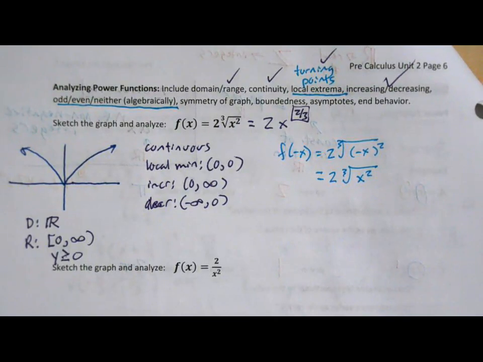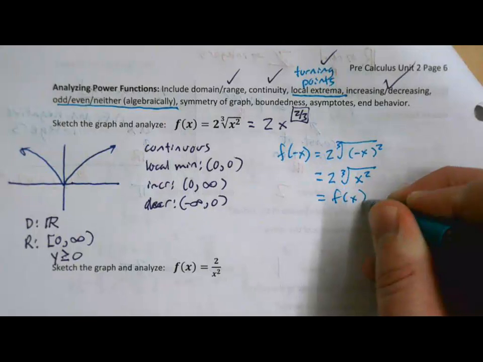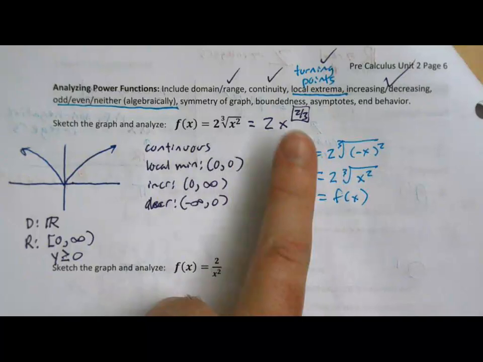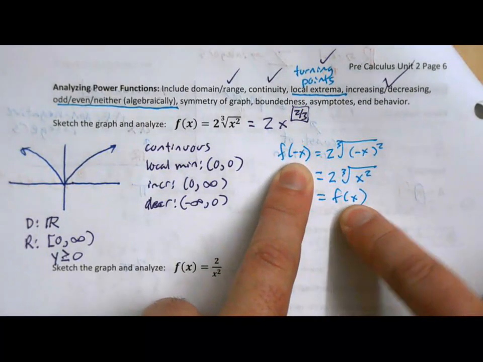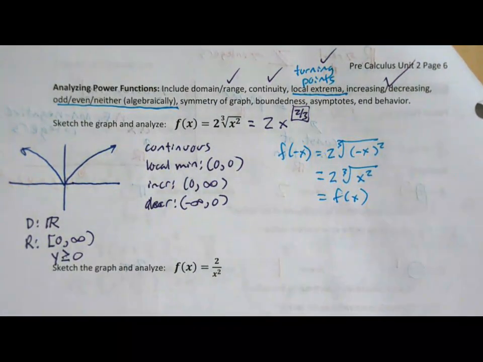And is that the same as the original? Yes, it is. Then I need you to write equals f of x. Okay, if it's an even function, your work needs to start with f of negative x and end with f of x. And in between, you need to show me what those things are. Everything needs to be joined together by an equal sign. This is more of like a proof than it is just yes or no, it's even or it's odd.